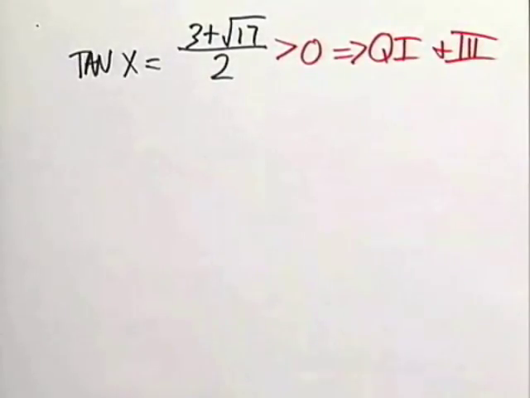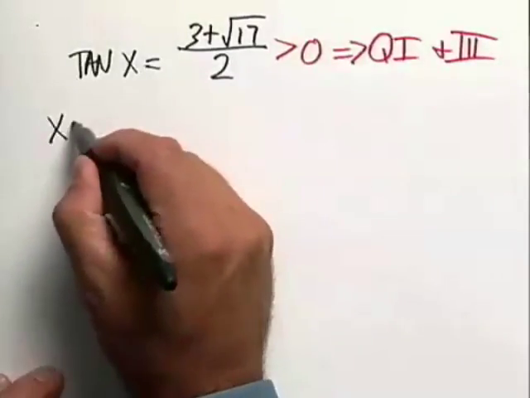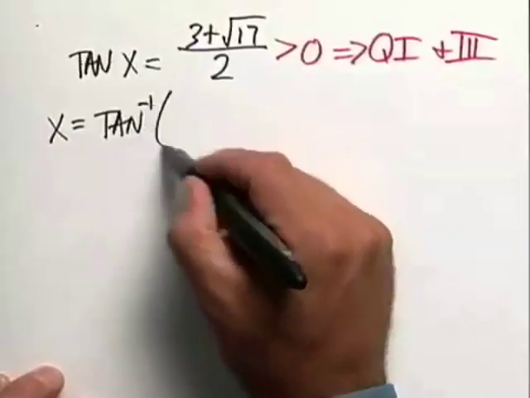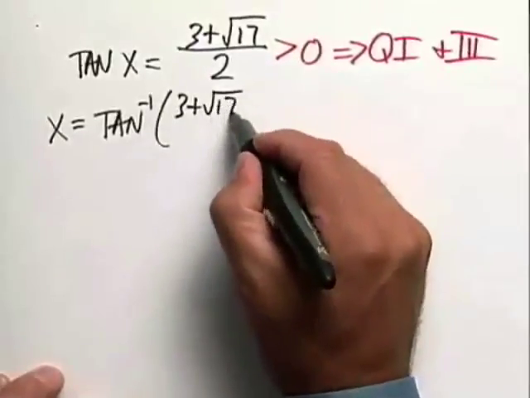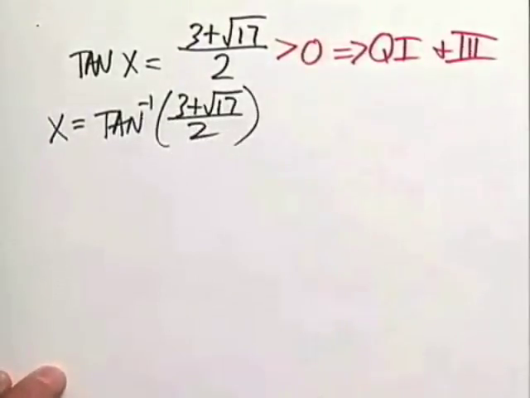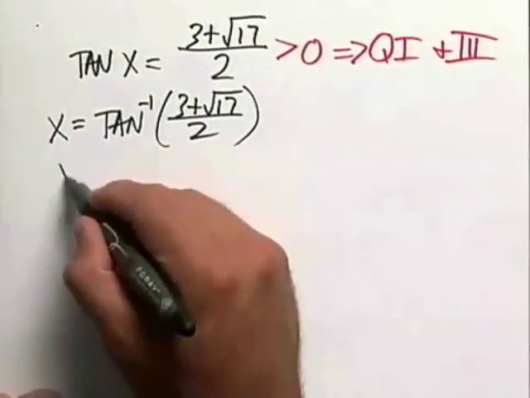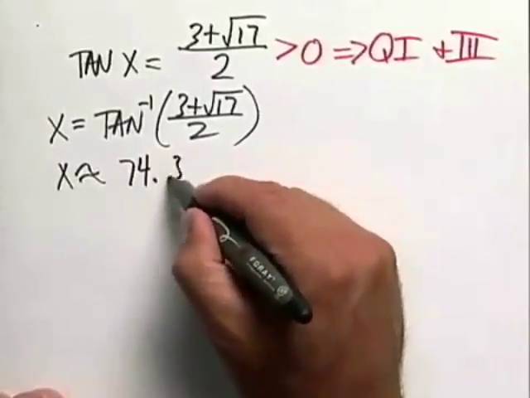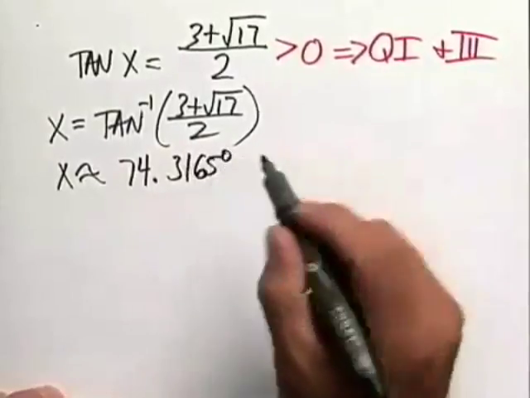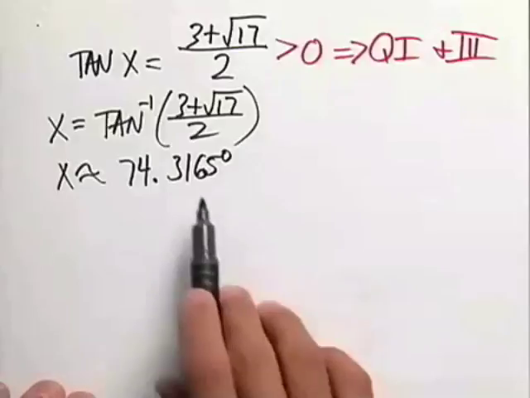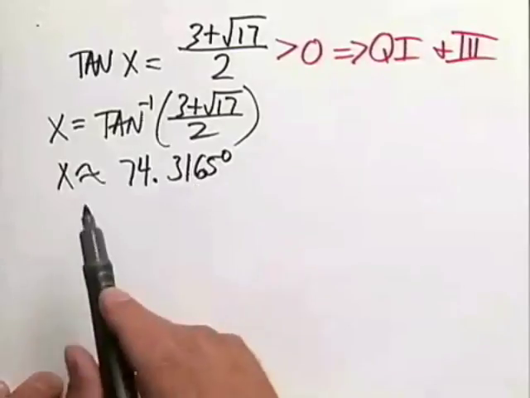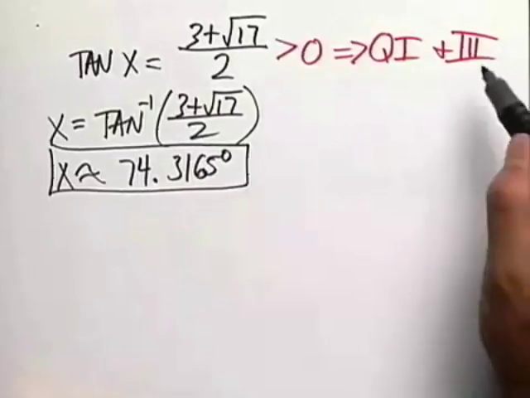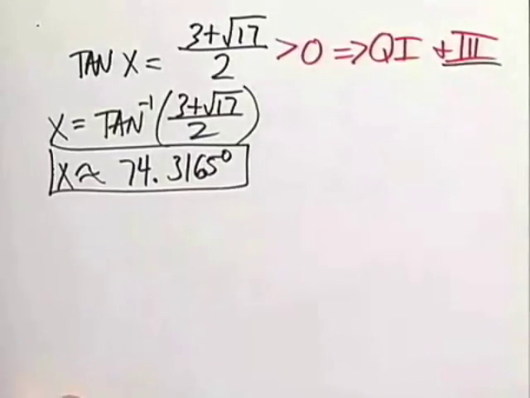So what we can do now is carefully put this into our calculator and take the inverse tangent of both sides. So we get the inverse tangent of 3 plus the square root of 17 all over 2. I recommend you do this in decimals first and get an approximate answer. In this case, 74.3165 degrees. Again, that's an approximate answer in quadrant 1. Because this is in quadrant 1, we know that this is our reference angle, and we'll use that to find our solution in quadrant 3.